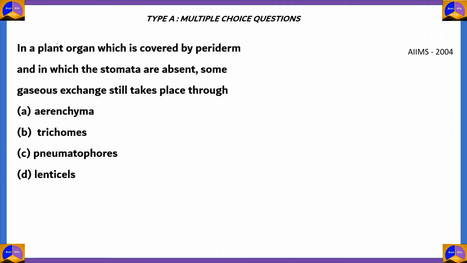Let's look at our next question. In a plant organ which is covered by periderm and in which the stomata are absent, some gaseous exchange still takes place through A, parenchyma, B, trichomes, C, pneumatophores, and D, lenticels. Now, the question says that gaseous exchange takes place through a plant organ covered by the periderm and in which stomata are absent. So this part will give you our organ.